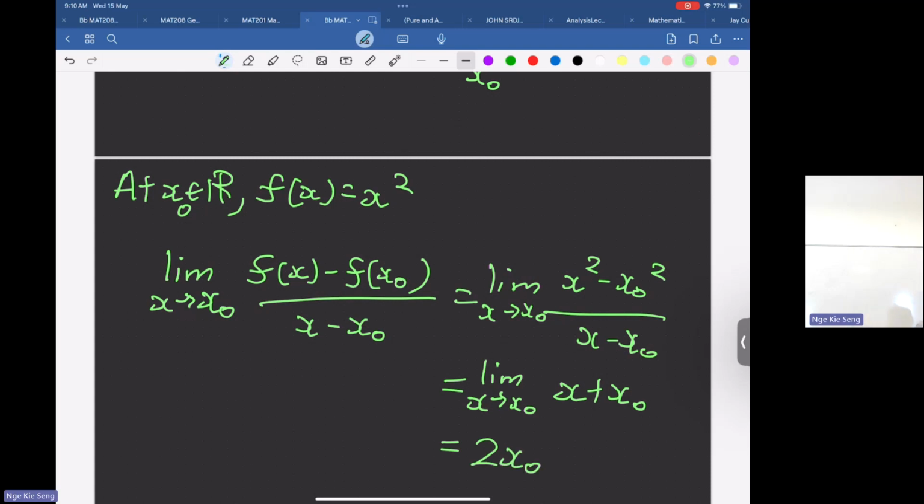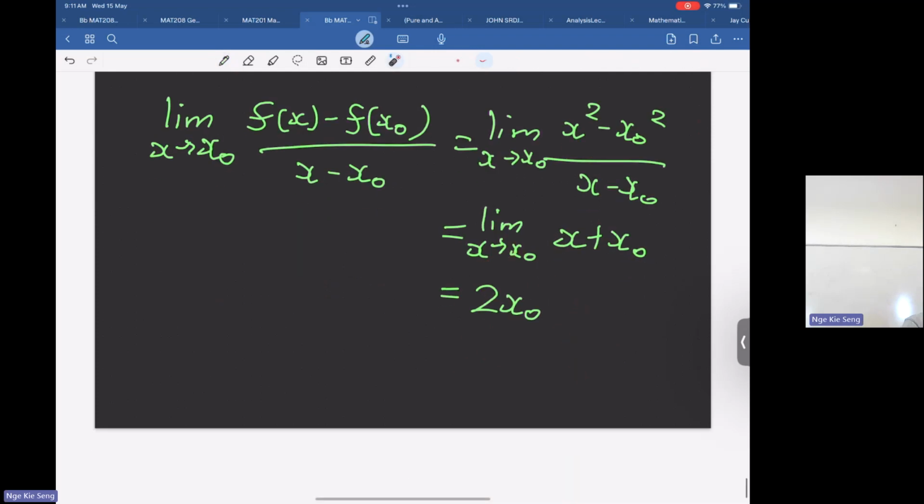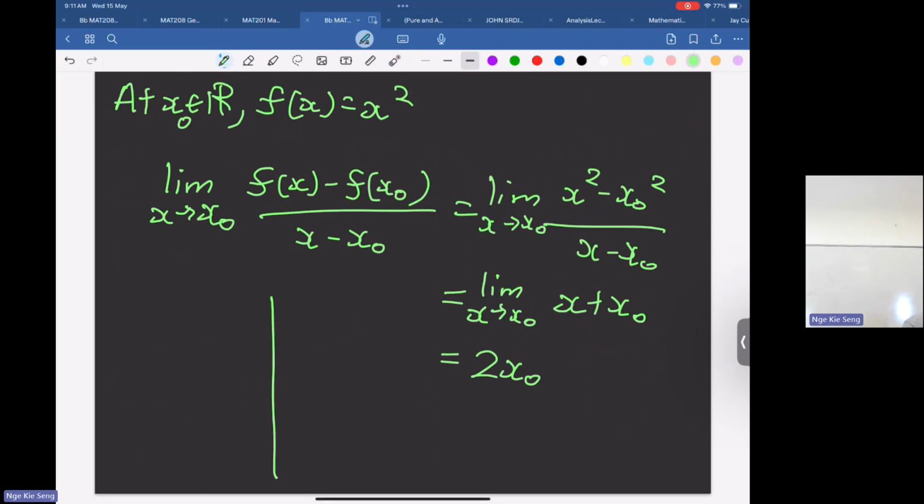So we get something useful here, 2x0. It's not 0 over 0. What's this 2x0? This is the gradient at that point. No? When you differentiate x squared, what do you get? 2x, no? 2x at every x. Does that make sense? So this 2x here is a function of the point. Correct or not? This is a function of the point.